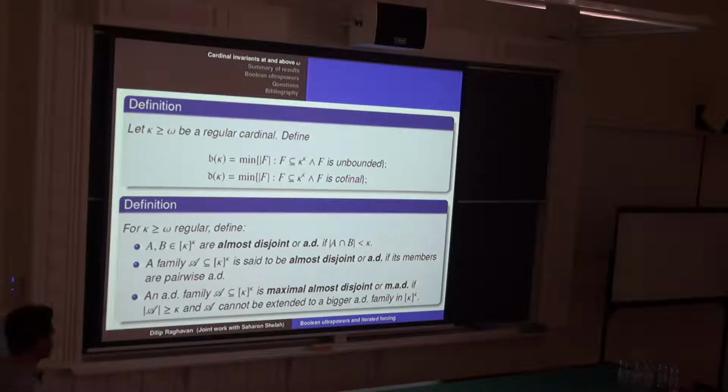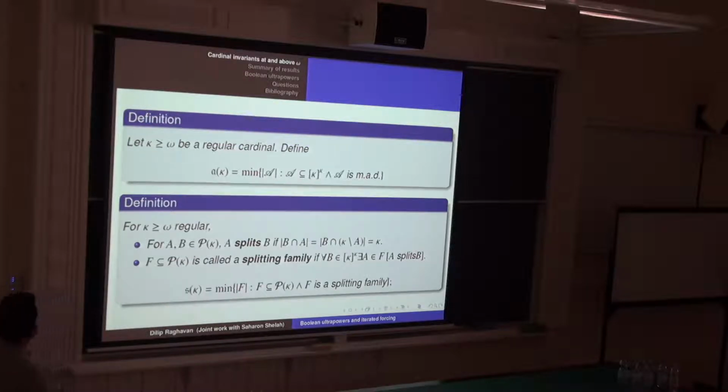And maximal almost disjoint, or MAD, means that it's almost disjoint, it has to have size at least kappa, and it cannot be extended to any bigger almost disjoint family of subsets of kappa. You need this restriction that there are at least kappa sets in your family, because otherwise you have trivial examples, like you can partition kappa into 2 disjoint sets, and this would be a MAD family. You want to avoid such examples. Okay, and then you have the natural cardinal invariant associated to this notion. a_kappa is the minimal size of a MAD family of subsets of kappa.